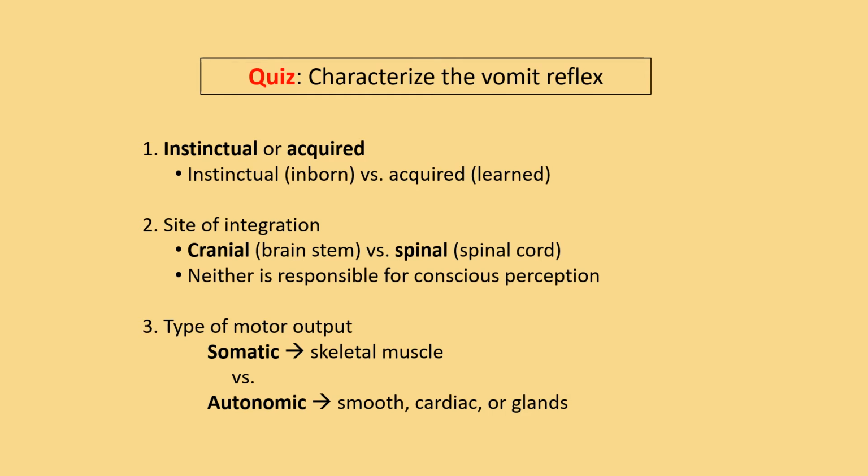All right. We've already been through this, but do you remember what I just said? Can you characterize the vomit reflex? Is it instinctual or acquired? It's instinctual. Where's the site of integration? Is it the brainstem or the spinal cord? It's the brainstem. And choose the best effector, somatic or autonomic. It's autonomic. So even though some skeletal muscle is involved, definitely vomiting requires the smooth muscle that is included as part of the wall of the stomach. It also involves the salivary glands.